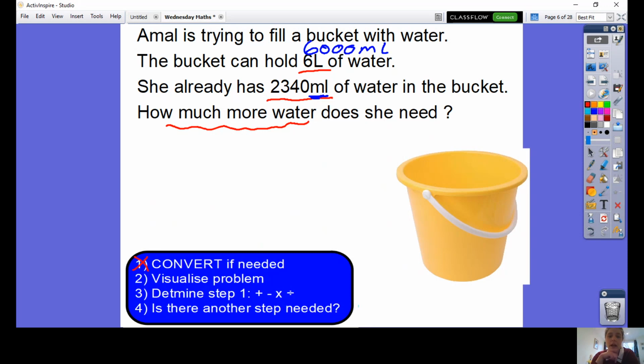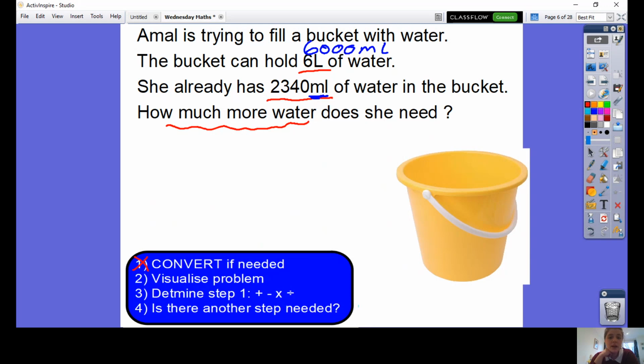Before I even start doing anything else, I'm going to convert all of my units of measure to the same. Now, my next step is to visualise the problem, because this will help you with step 3, which is spelt wrong. And I've just realised that's spelt wrong, and it will be spelt wrong throughout the entire video because I copied and pasted. Step 3 is determine. I'm really sorry about that.